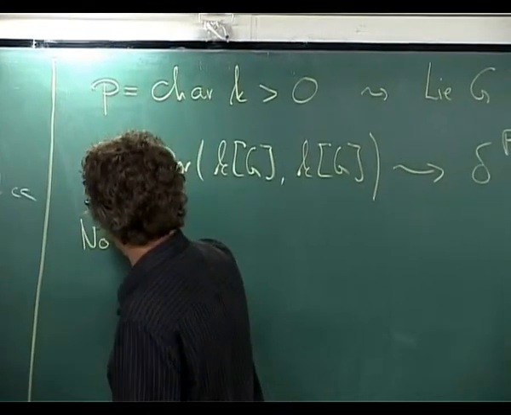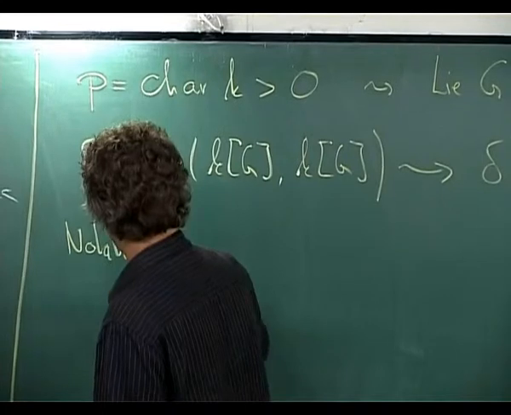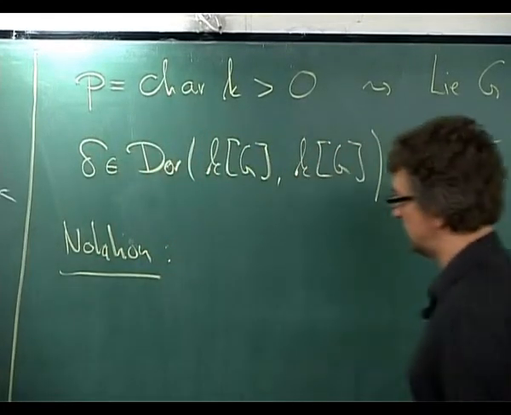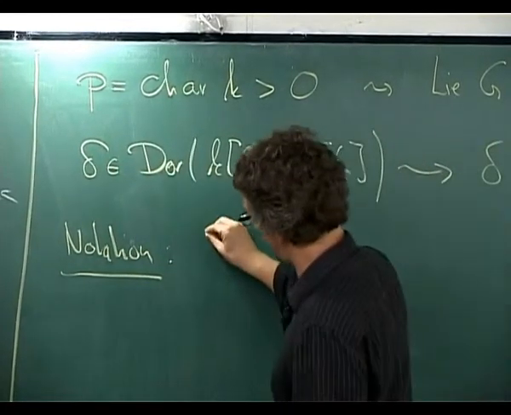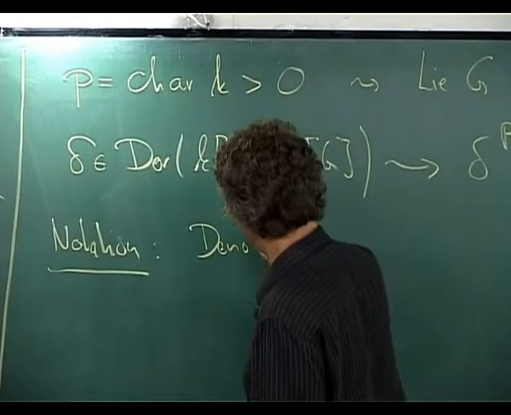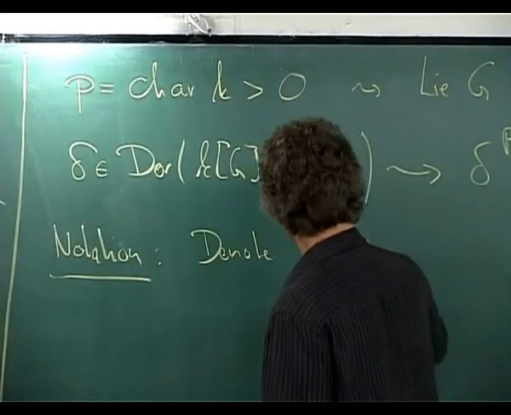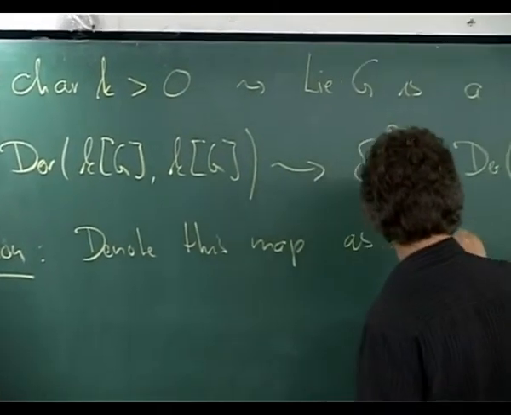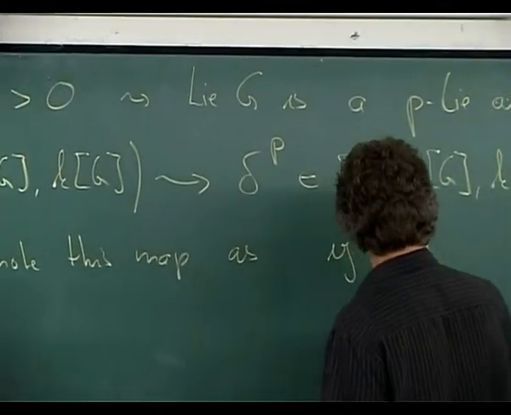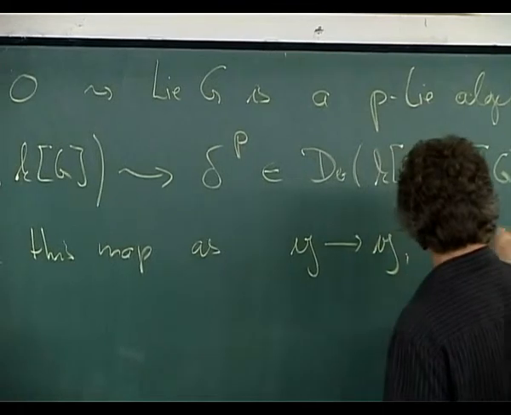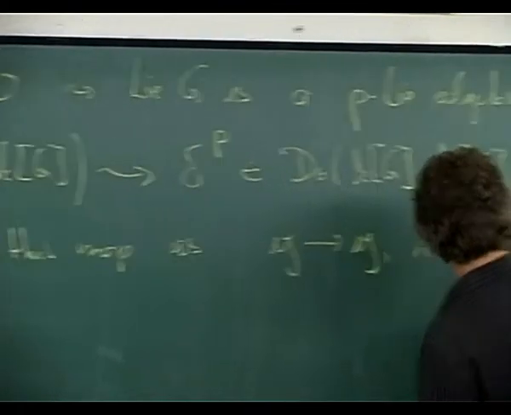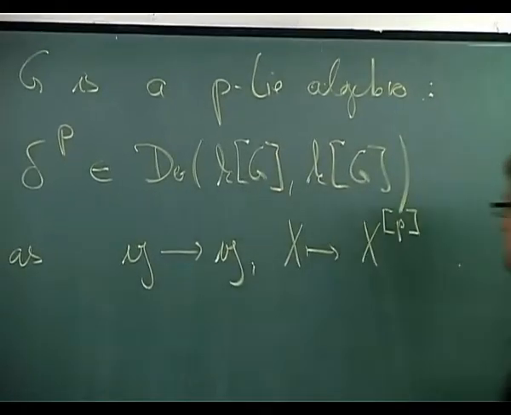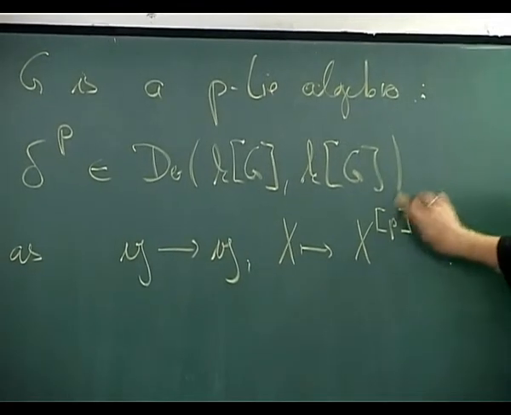And this pth power map has a special notation. We denote this map, which goes from Lie G to Lie G and sends X to X bracket p. So this is the usual notation for this pth power map.